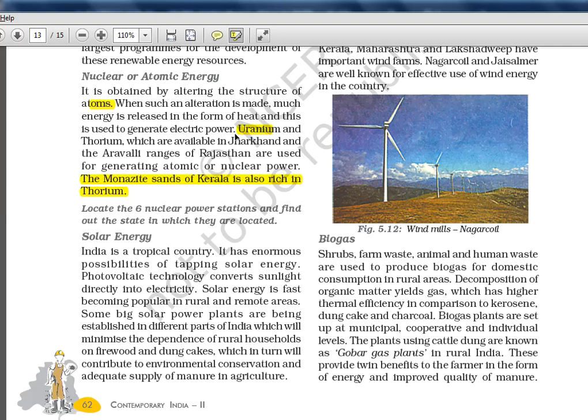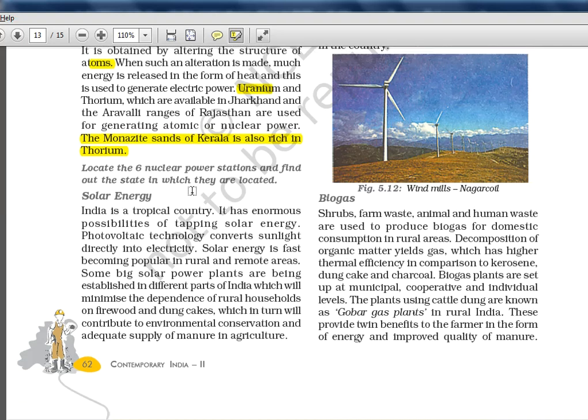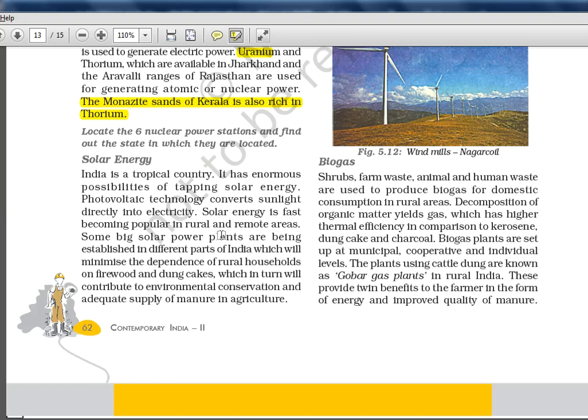I'll someday take a separate video for nuclear doctrine, nuclear policy of India, all those things, the story of nuclear things right from independence till now. But that's a totally detailed thing. I'm just telling you what India's type of nuclear production is. Okay, uranium and thorium. Solar energy, nothing much to explain. You know, a lot of things are happening.